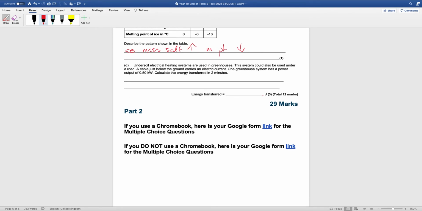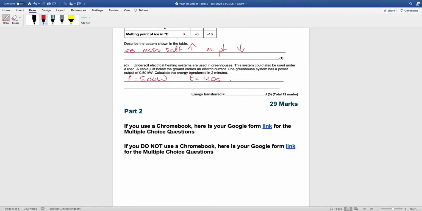Undersoil electric heating systems are used in greenhouses. The system could also be used under a road. A cable just below the ground carries a current. There's a power of 500 watts. I'm going to convert that straight away from kilowatts to 500 watts. And the time is 2 minutes, which is 120 seconds. We have to do it in seconds because this is joules per second.